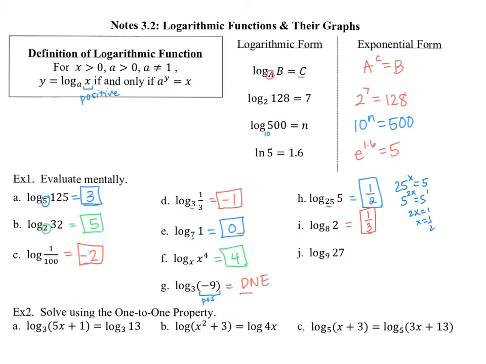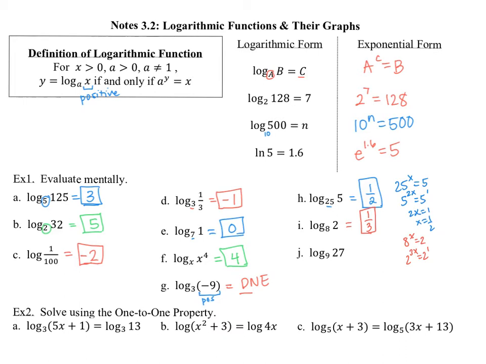Again, if you don't like to do it in your head, 8 to the x equals 2. 8 is 2 to the 3x. And then I would have 3x equals 1, and I would still get x is 1/3. So my missing exponent is 1/3.